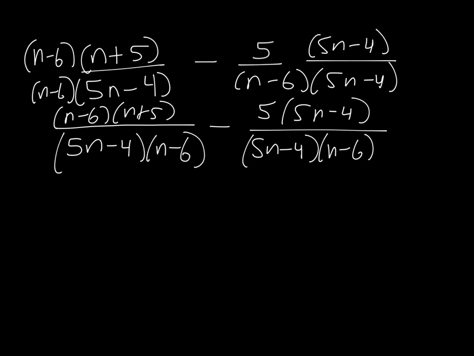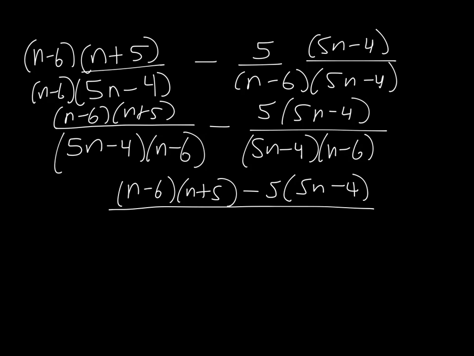Now, since these 2 denominators match, we can now combine the 2 numerators and put it over one denominator. So it's going to be n minus 6 times n plus 5 minus 5n minus 4, all over 1 of the 5n minus 4 times n minus 6.